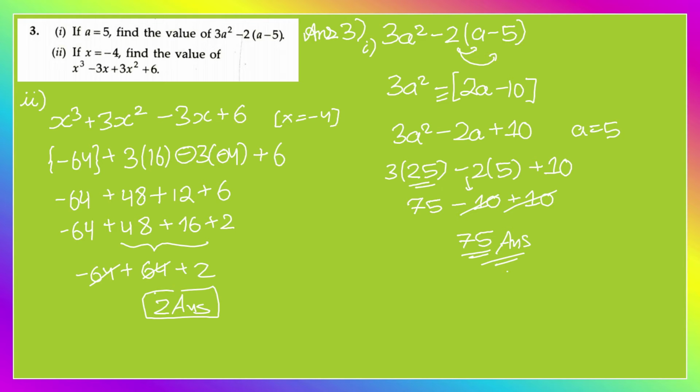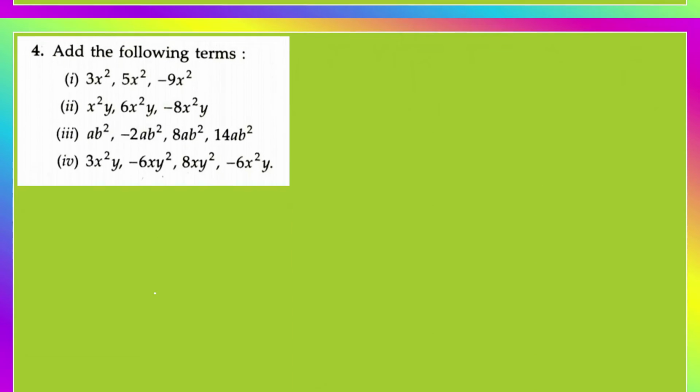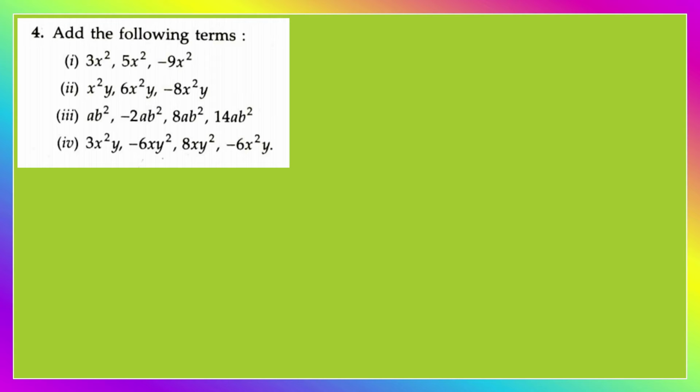Okay friends, so now we are going to solve the next question. Question number 4. Add the following terms. In this case I am going to do only the last part, this question is of like terms and unlike terms. So first of all, to solve properly, we are going to write the terms like this. See, 3x squared y, then we have 6x minus 6xy squared. So don't forget the minus sign here. Then we have 8xy squared. We have minus 6x squared y like this.